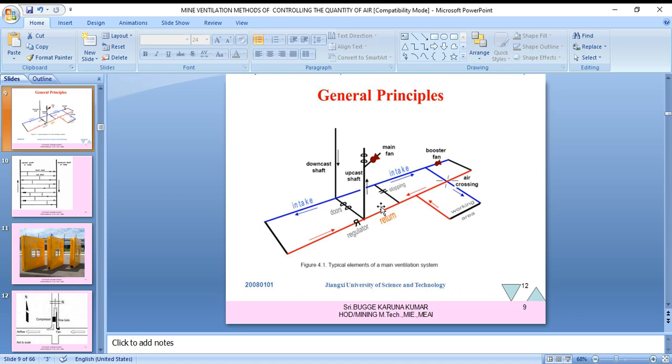And also forcing and exhausting fans, their advantages, disadvantages, and comparison of the two. And the regulator: where the quantity is not required, you have to stop that and move the air to other sections. So overall, today's class is completed. We have some quiz also to balance these factors.